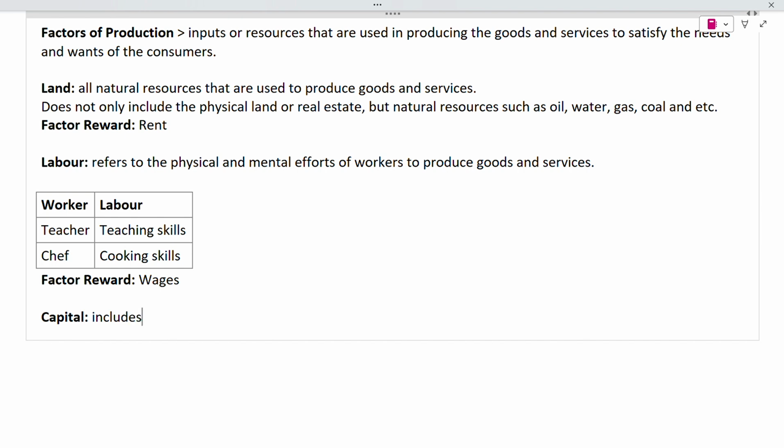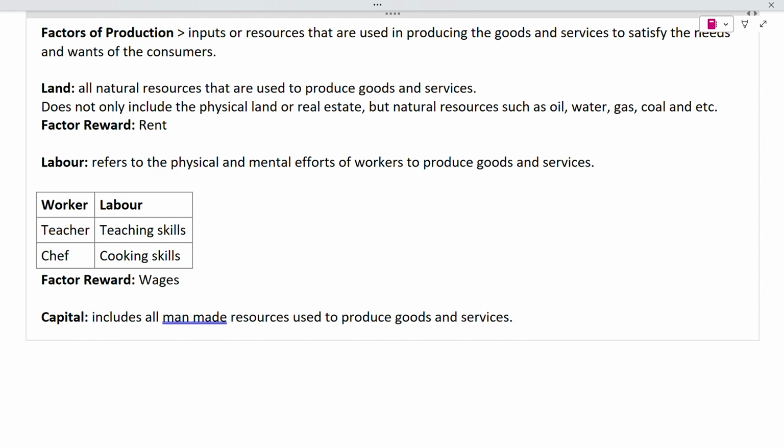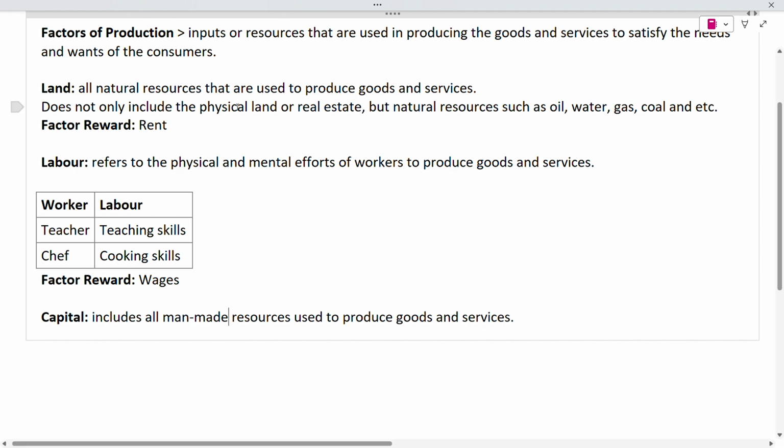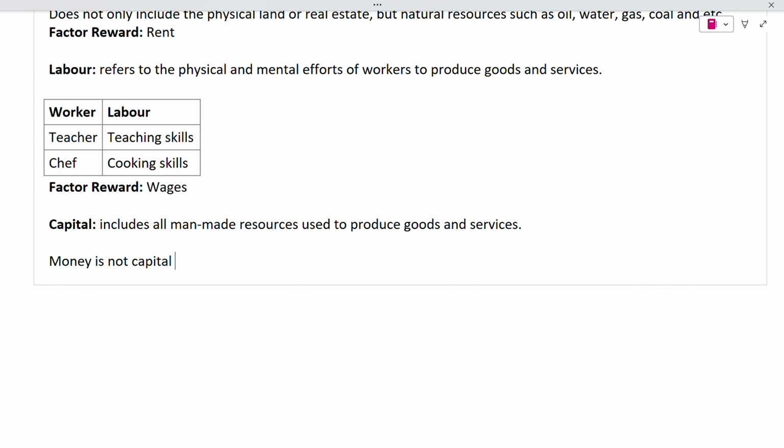So capital basically includes all man-made resources used to produce goods and services to satisfy the needs and wants of the consumer. So any man-made resource that is used in the production process is what we call capital. Now remember, capital can be financial and capital can be physical as well. In economics, only physical capital is counted as capital. Remember that money is not capital in economics.